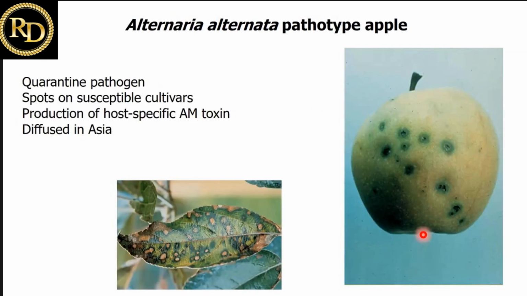Okay, I speak also about another Alternaria, which is called Alternaria alternata apple pathotype. In this case, it's not reported until now in Europe. It is considered a quarantine pathogen. It causes spots on leaves and also on fruits, on susceptible cultivars. And in this case, the necrosis is accompanied by the formation of a toxin, a phytotoxin, which is called AM toxin. I think it's very diffused in Asia, also probably in China.